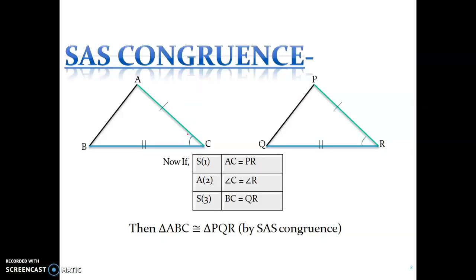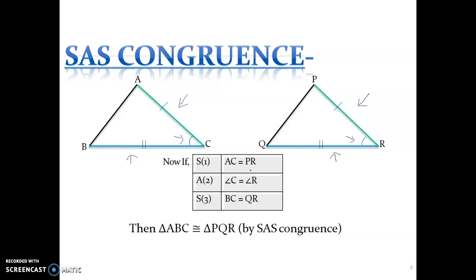Students, you can see AC is equal to PR. Angle C is equal to angle R. And BC is equal to QR. That is what you have to keep in mind, the corresponding sides and corresponding angles. So this is your SAS congruence: side, angle and side. That is why I have written 1, 2, 3.